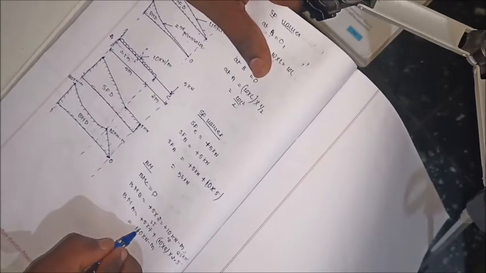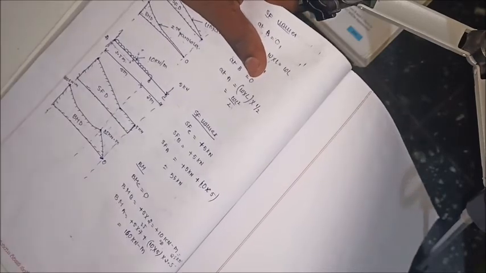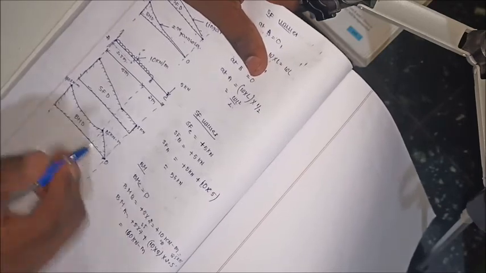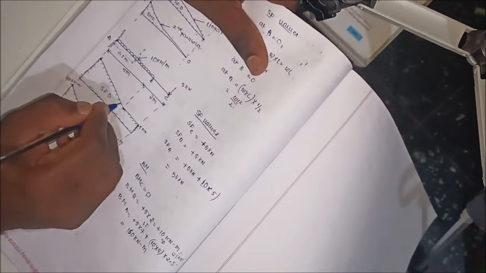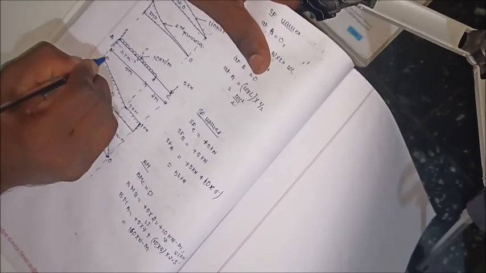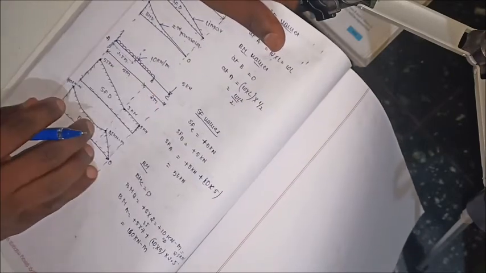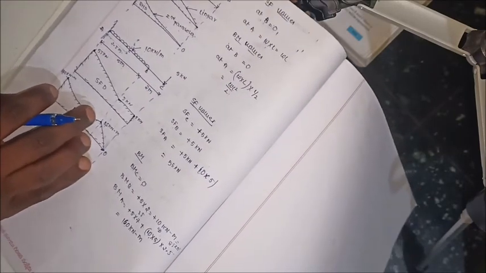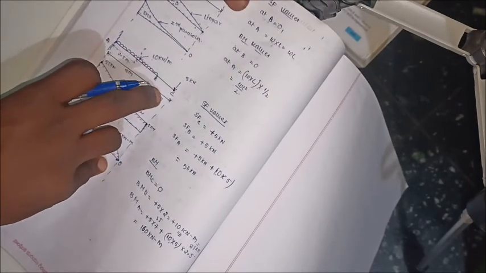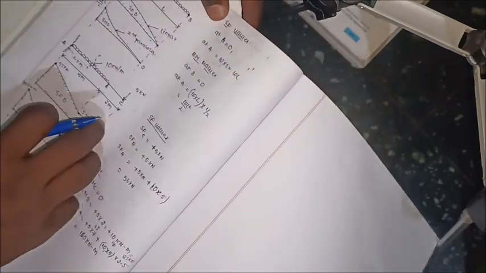If there is any mistake, please recalculate. So 160, 85, 0, 5 and 5, and here 55 kilonewton shear force. These are the variations of shear force and bending moment diagram for UDL and point load. So these are the two diagrams.